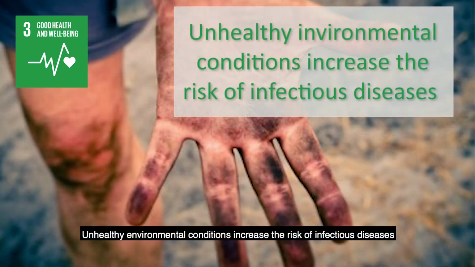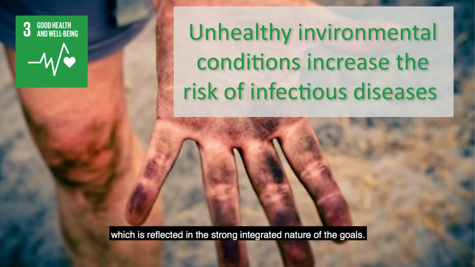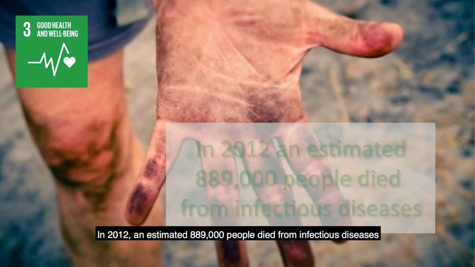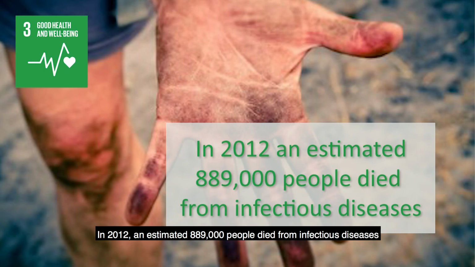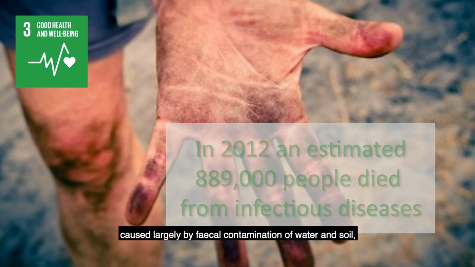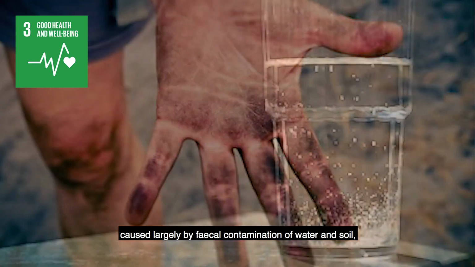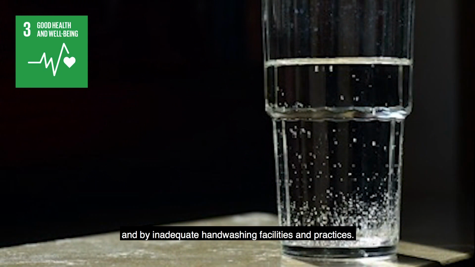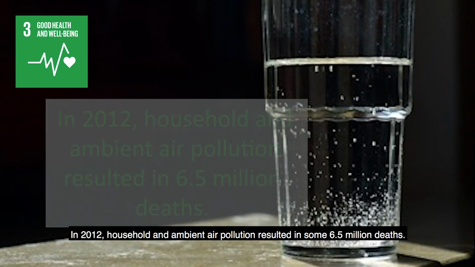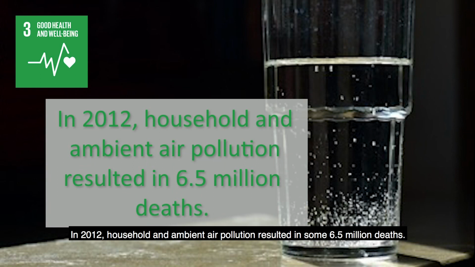Unhealthy environmental conditions increase the risk of infectious diseases, which is reflected in the strong integrated nature of the goals. In 2012, an estimated 889,000 people died from infectious diseases caused largely by fecal contamination of water and soil and by inadequate hand washing facilities and practices. In 2012, household and ambient air pollution resulted in some 6.5 million deaths.